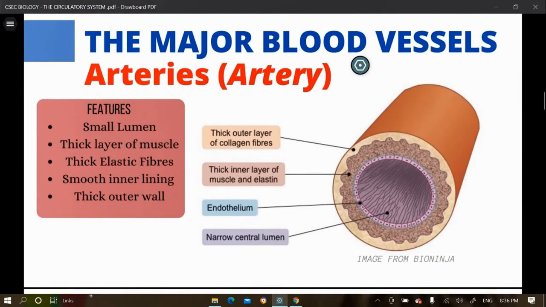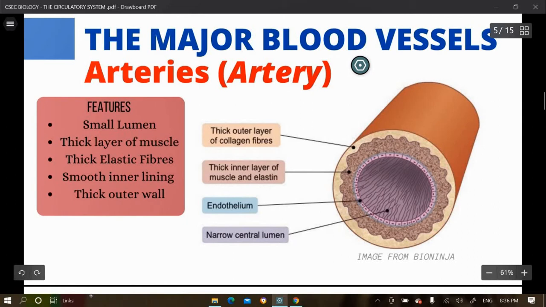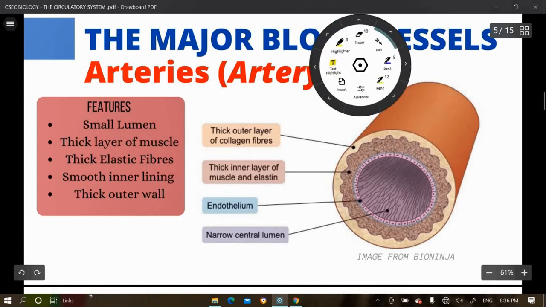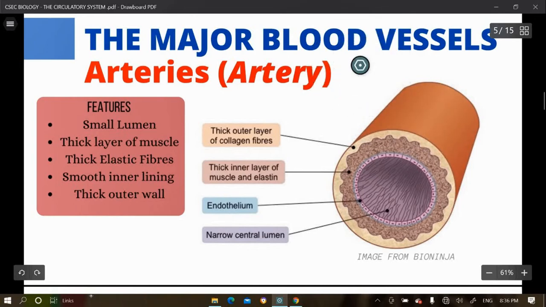And that's it for the heart, but we're still doing the circulatory system, and you're required to know a couple of blood vessels. That includes the arteries, the veins, and the capillaries. All right, so let's deal with the arteries first, right?